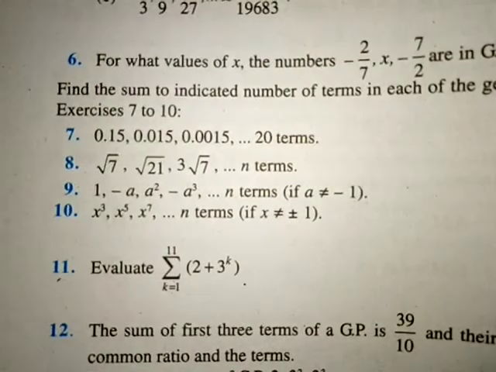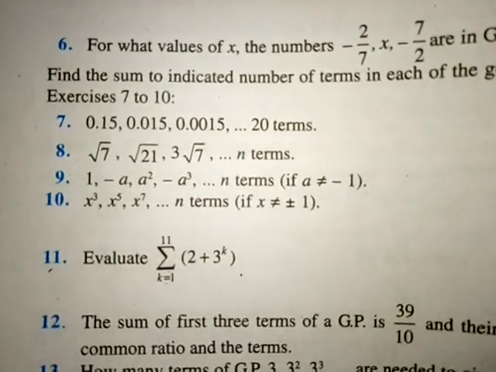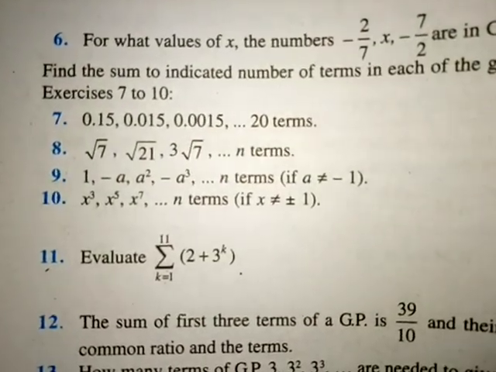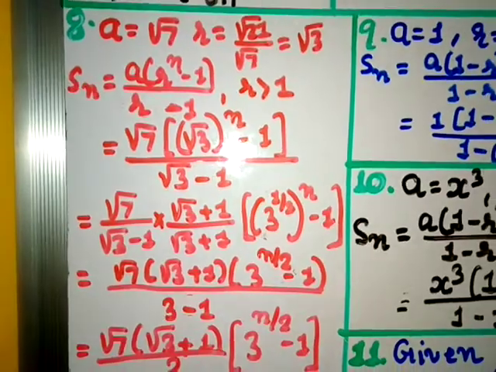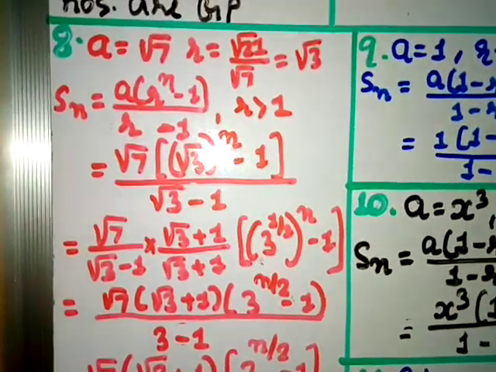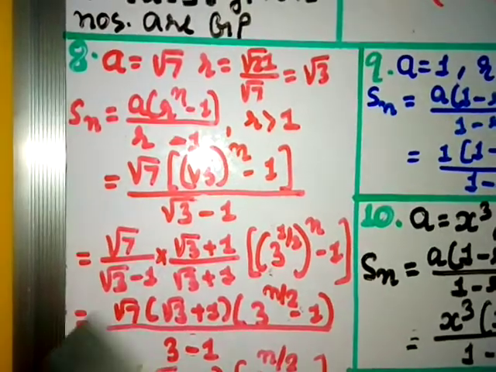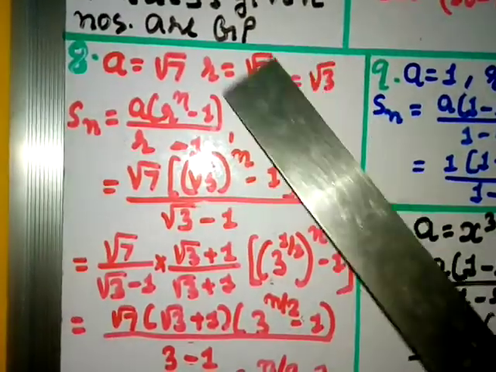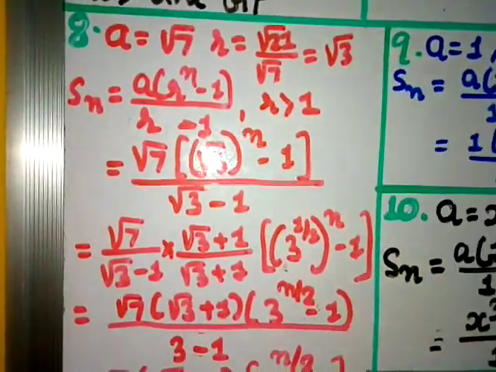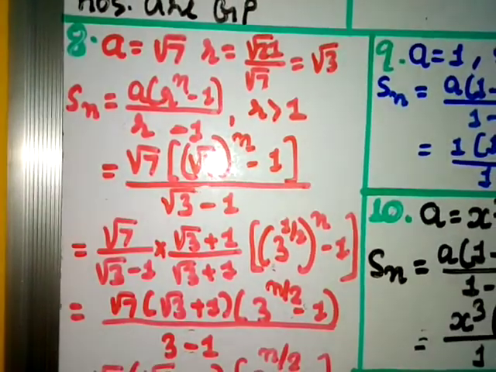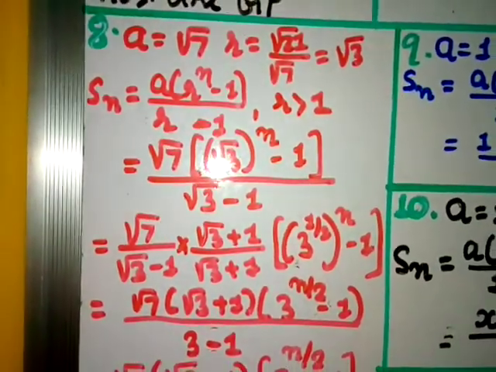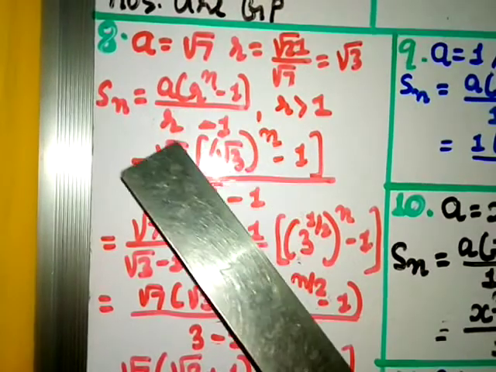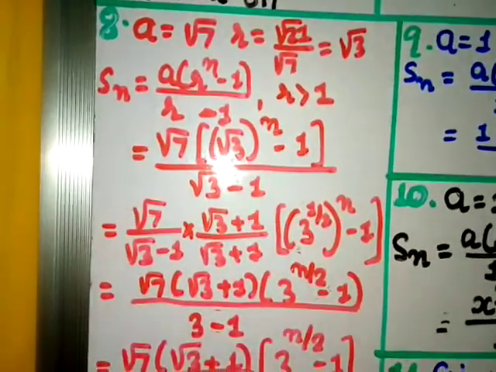Question number 8. Root 7, root 21, 3 root 7 and so on up to n terms. Here a is given, the first term, as root 7 and the ratio we can take as root 21 by root 7. If you simplify, you get here root 3. Okay, cut by root 7, so you get root 3. Now the sum Sn equal to a into r power n minus 1 divided by r minus 1, r is greater than 1. So that is the formula.